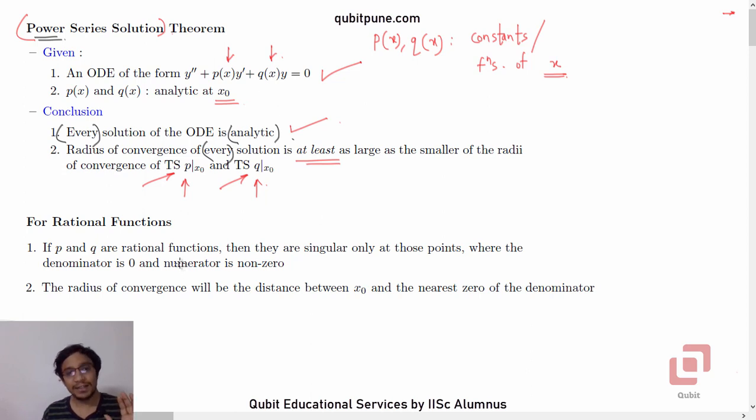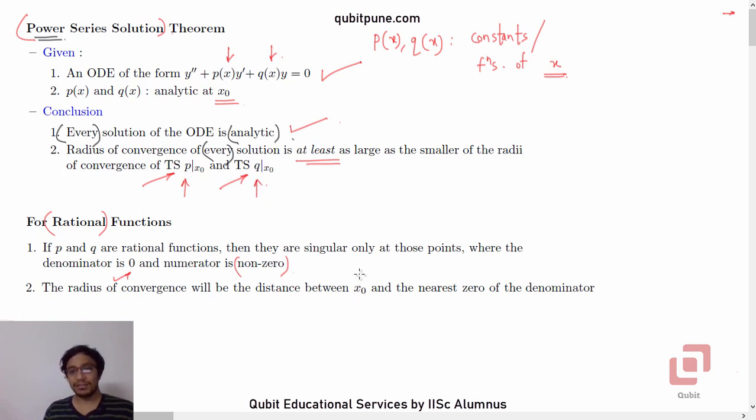Okay. Now, as far as the rational functions are concerned, if our differential equation consists of coefficients which are rational functions, then we know that they will be singular only at those points where the denominator is 0 and the numerator is non-zero, assuming that the common factors have got cancelled. Okay, and in such cases, how are we going to determine the radius of convergence of expansions of p and q?